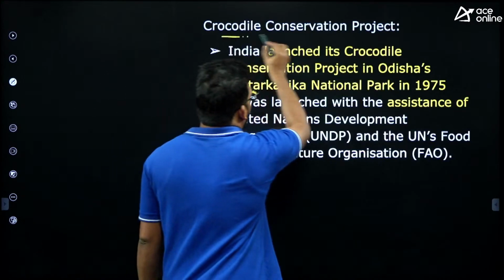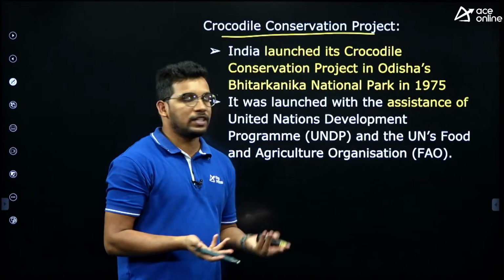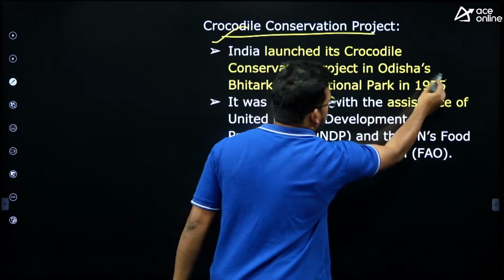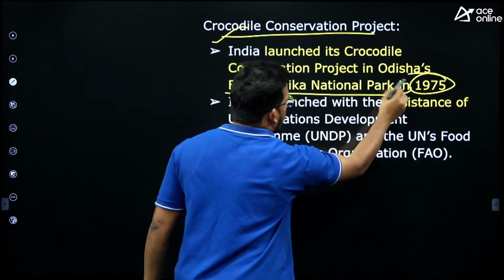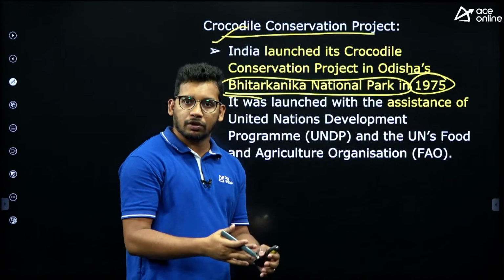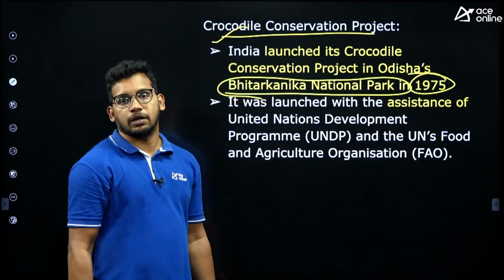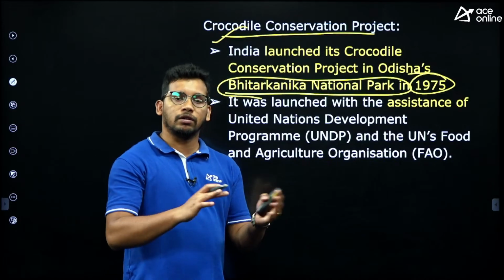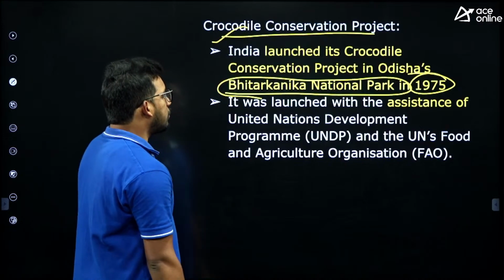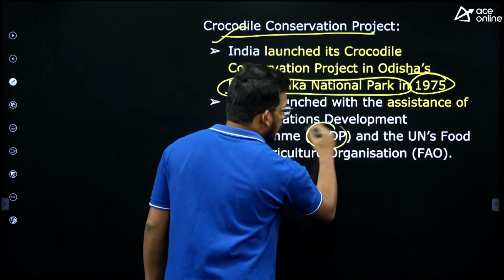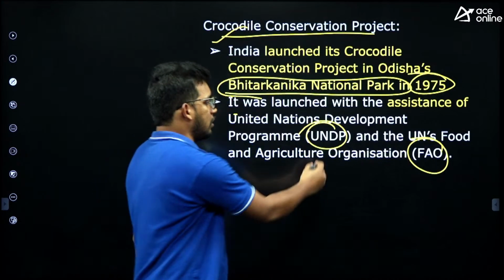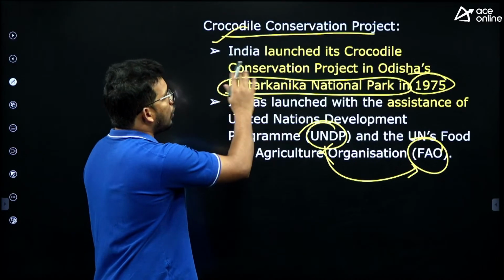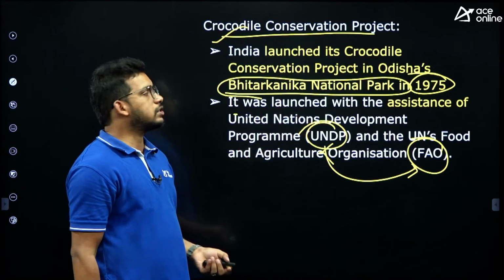Now what is the project about? The project is about conserving the crocodiles only. From the name itself we will come to know, to conserve the crocodiles, right? It was launched in 1975 in the Odisha Bhitarkanika National Park. So in 1975 itself, the Ministry of Environment launched it from this Bhitarkanika National Park to protect the crocodiles. Crocodiles seem to be aggressive, but they are very important for the sustenance of the species, right? It was launched with the assistance of 2 organizations, United Nations Development Program and Food and Agriculture Organization. These 2 organizations have supported India's initiative of Crocodile Conservation Project.